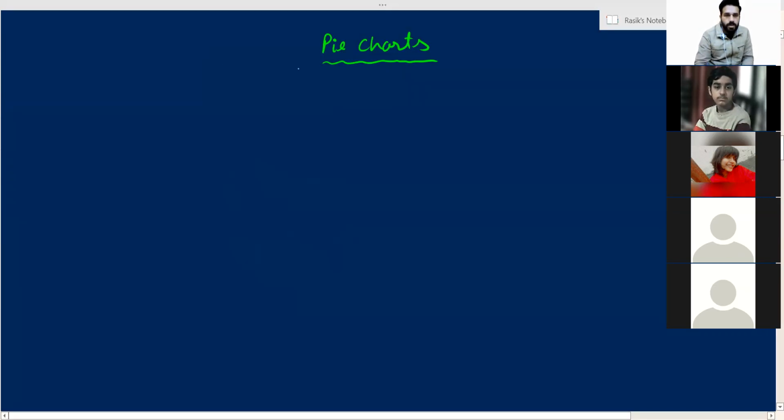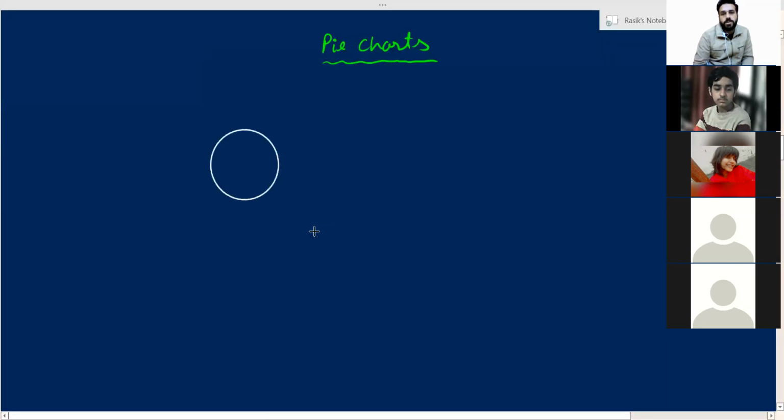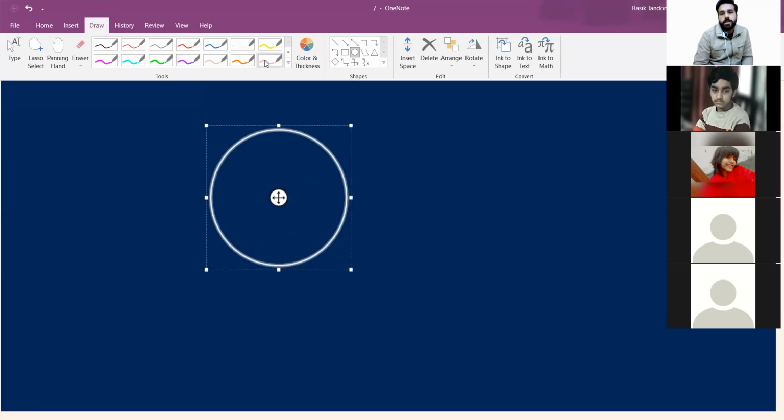Okay. So now, how do you divide this? How do you divide? What concept you are going to use to divide a circle into different sectors? What makes it easy to divide it in different sectors?